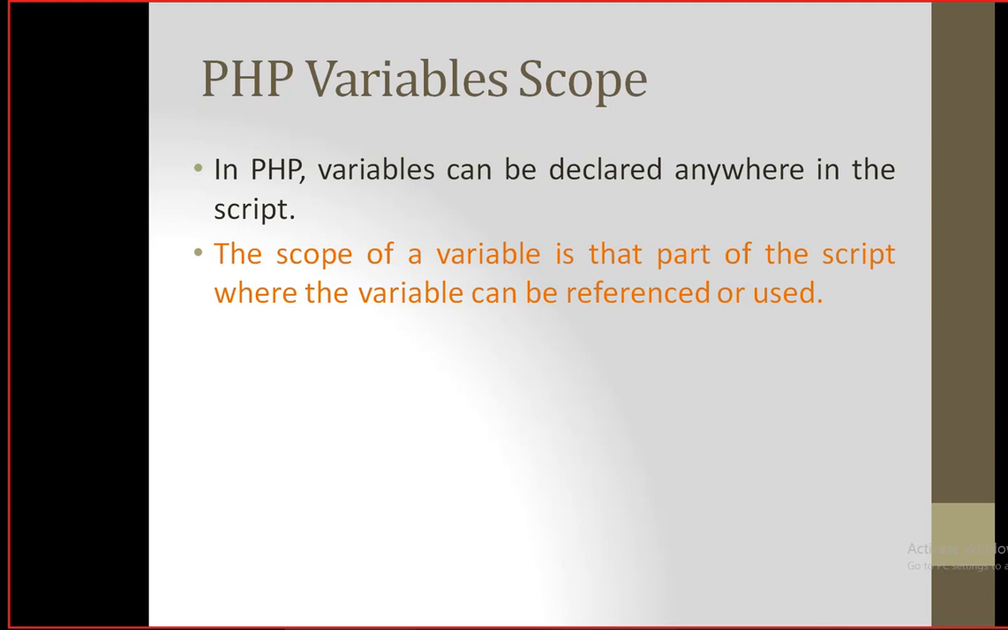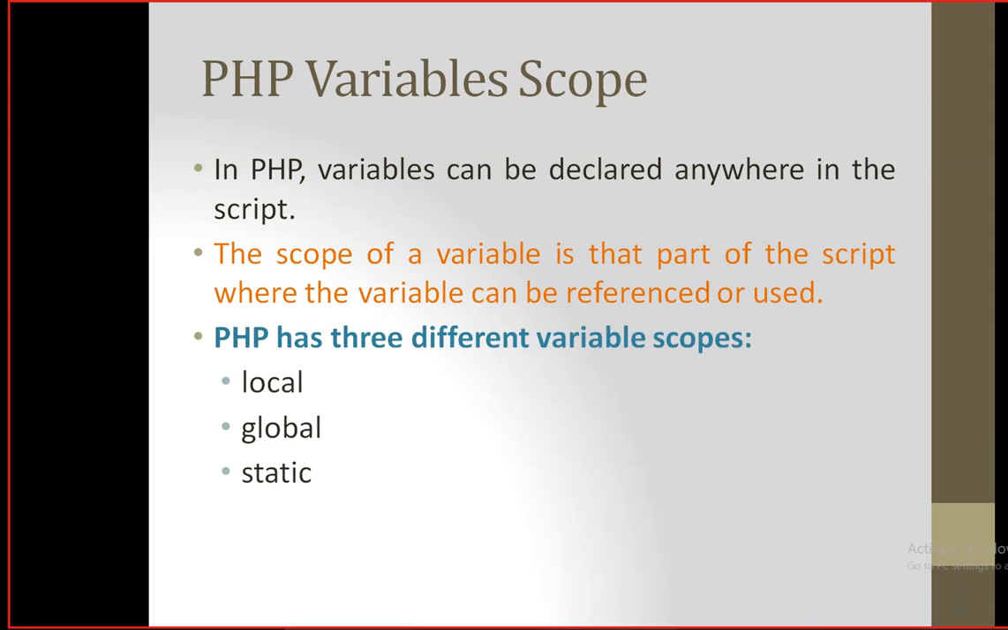But the scope of the variable is very, very important. The part of the script in which a variable can be used is called the scope of the variable, right? So there are three scopes in PHP for variables: local, global, and static scope. Okay, we'll be seeing that one by one.